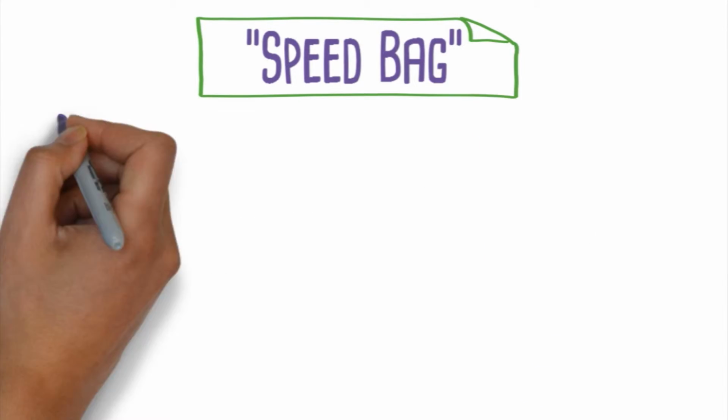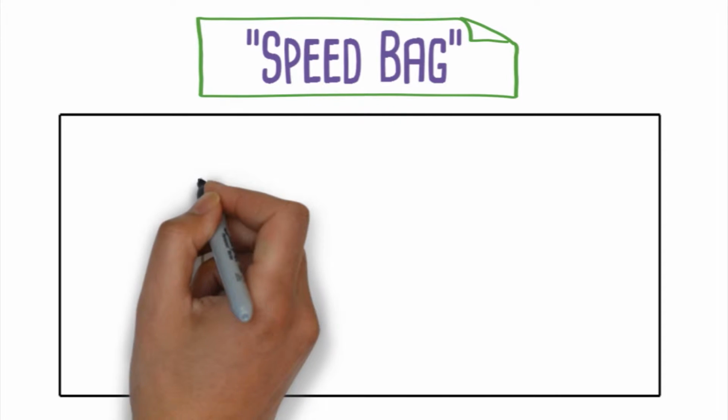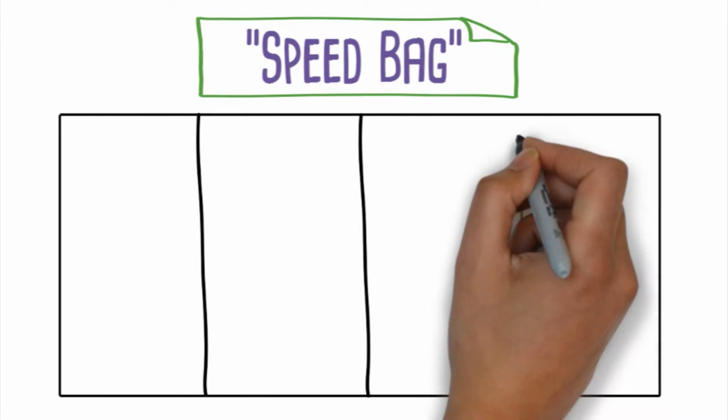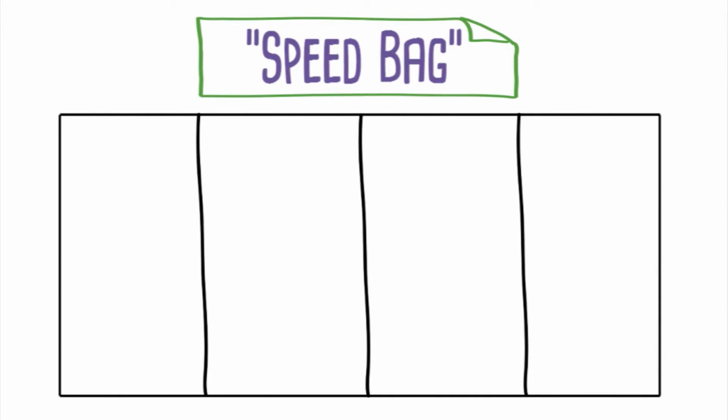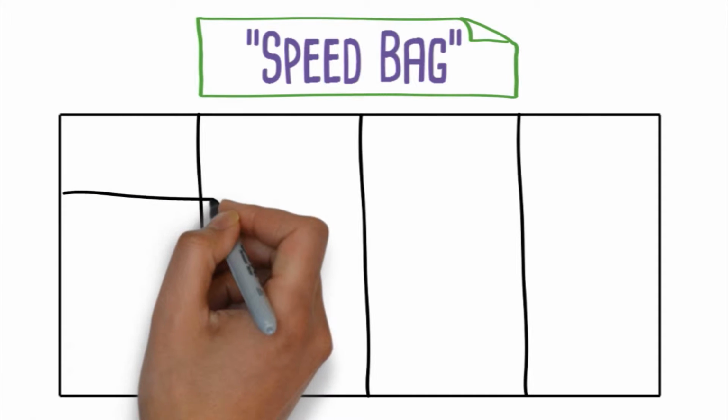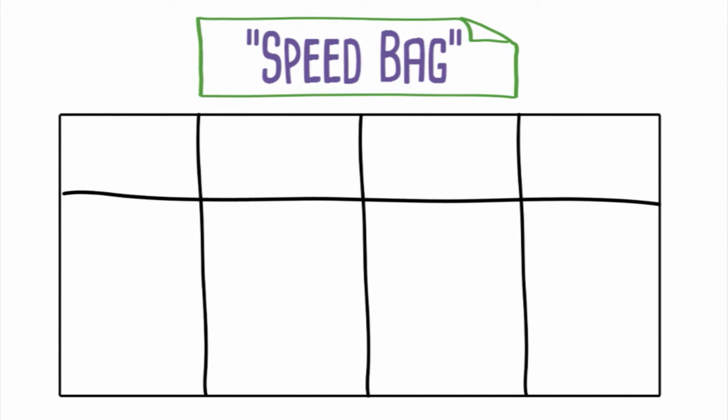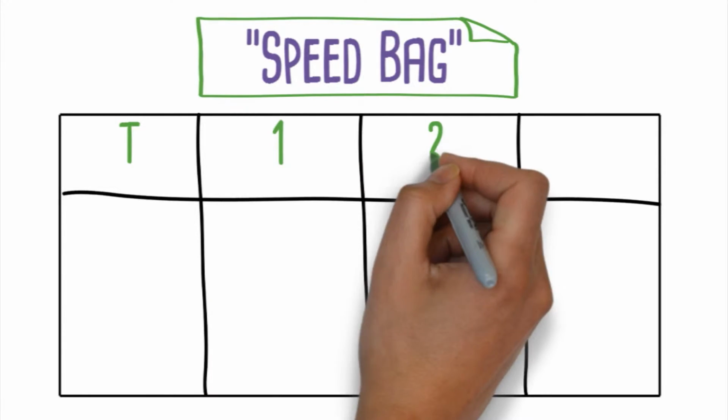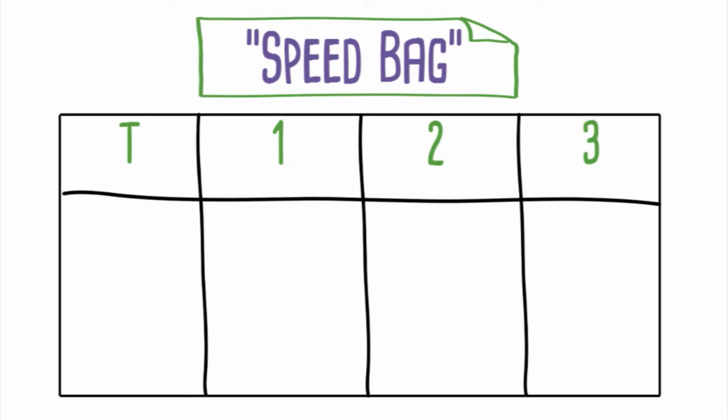This is SpeedBag. We first create 3 vertical lines, leaving space in between for our numbers. Next, we create 1 horizontal line 1/4 of the distance from the top. This forms a table. We now list the T at the top of the table on the left, followed by the 1, 2, and then the 3.